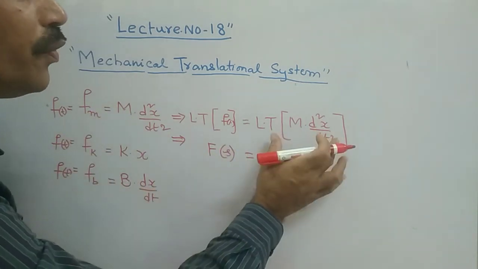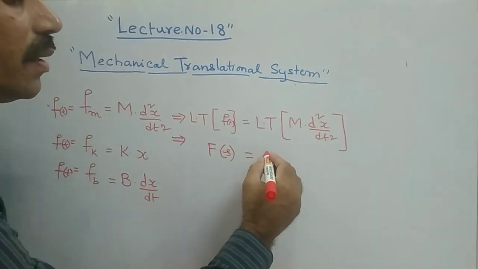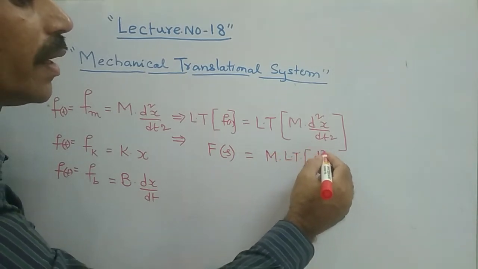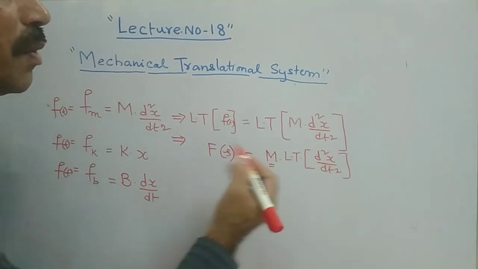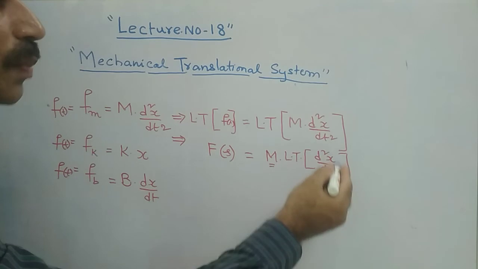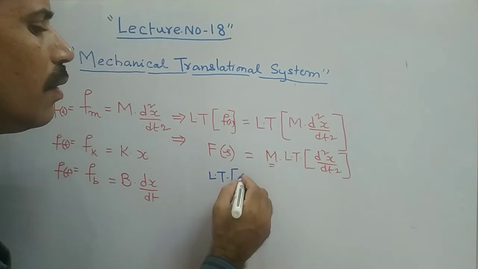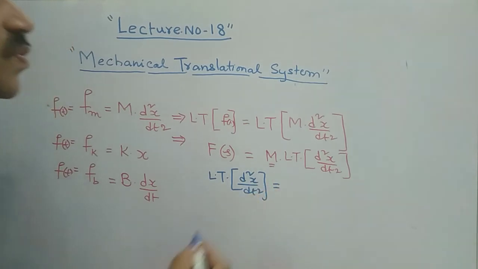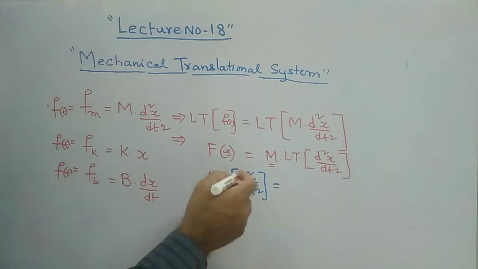Then here if you apply L of t to the quantity in the bracket, where m is the constant, you just keep it outside and you apply the Laplace transformation to this part, d square x by dt square. M is constant, remember that. Then the Laplace transformation of d square x by dt square, remember that it is the second derivative, no? So it is the second derivative.